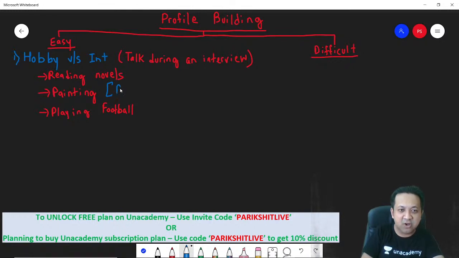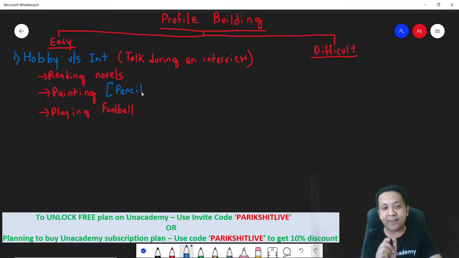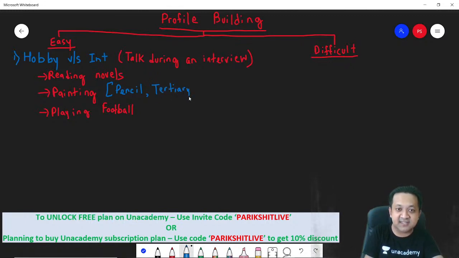Which pencil or colors do you use? Which pencil do you use to draw and paint? When I say pencil, an example would be HB. You know what HB is, it is a full form. 2HB, 3HB. Whenever the pencil has a name, it has a significance. Do you know the significance of that? It could be tertiary colors, the difference between tertiary versus secondary colors. Do you know the difference?